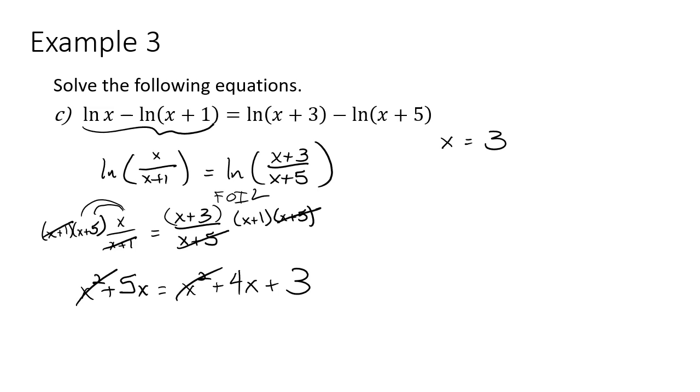Now we need to double check. If we plug in a positive 3, the inside of the first logarithm is positive 3, which is fine. The inside of the second would be positive 4, which is okay. Inside of the third would be positive 6, which is fine. And finally, we would have natural log of positive 8, which is okay. It doesn't make the inside of any natural log negative or 0, so we get to keep it. And so our final answer would just be 3.